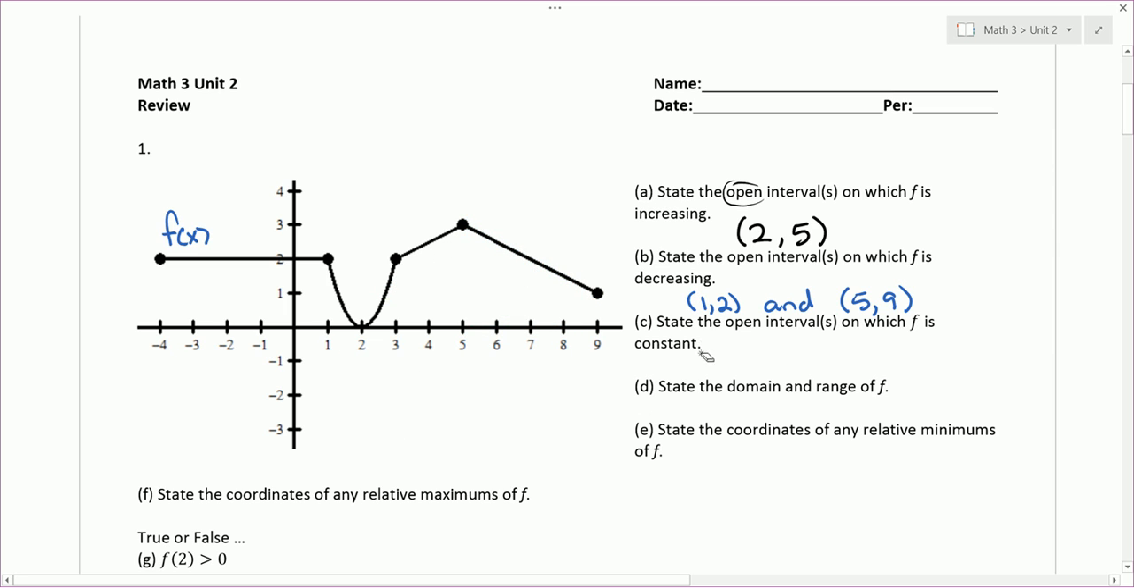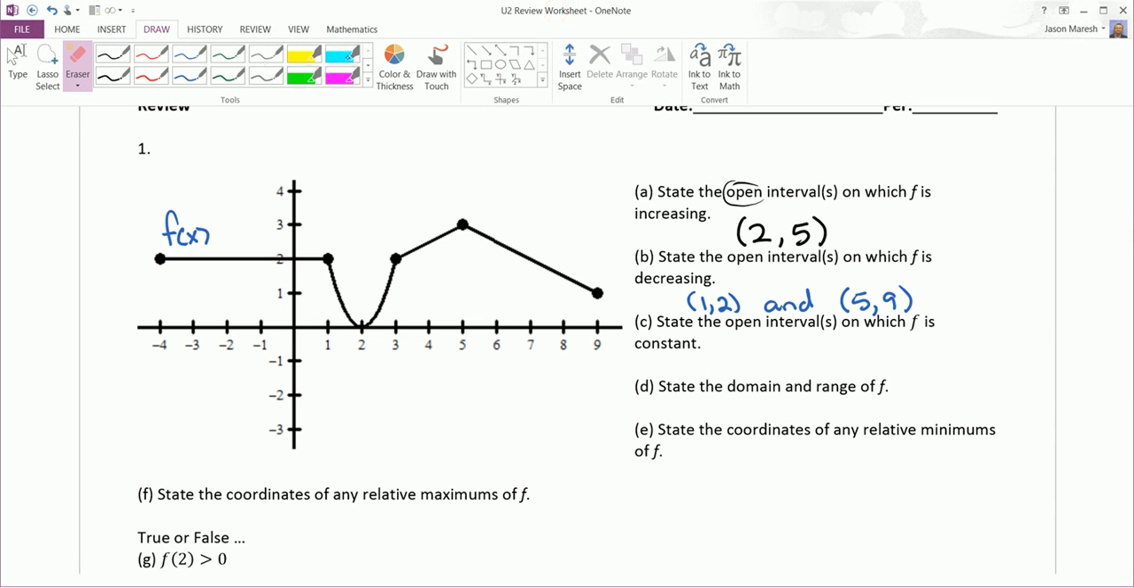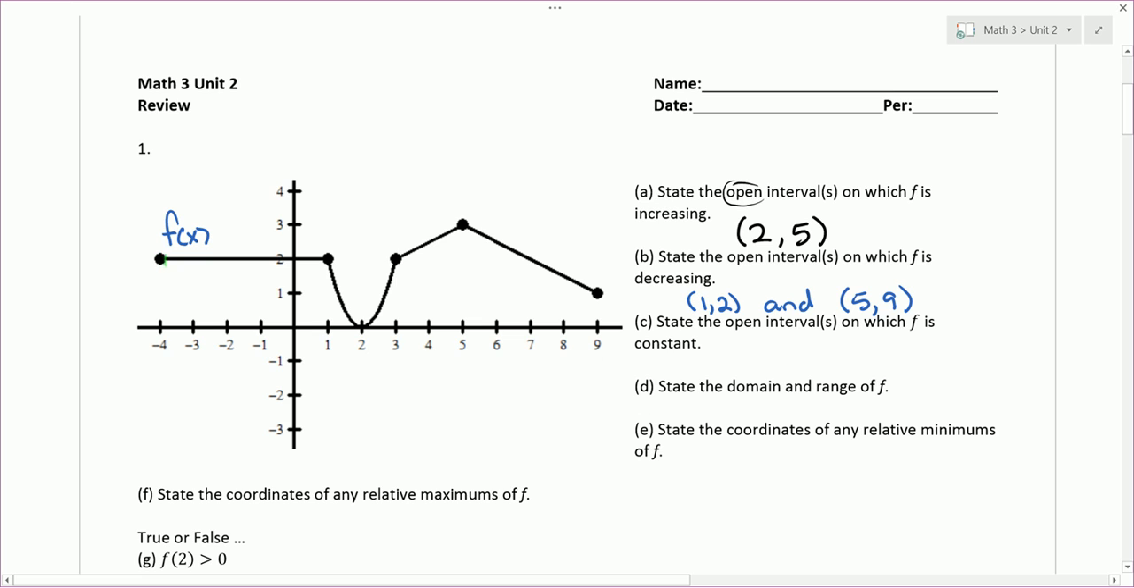Alright, part C, state the open interval or intervals on which f is constant. Constant means it's neither increasing nor decreasing as we move from left to right. And so we end up with a horizontal line during that part. So we see the domain of that part of the function is from -4 to 1.